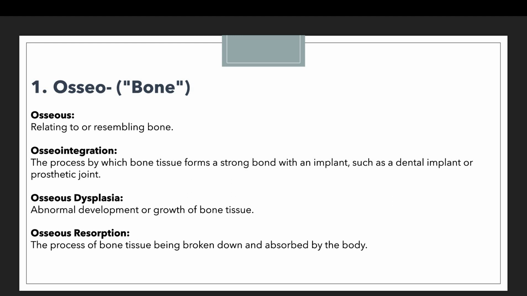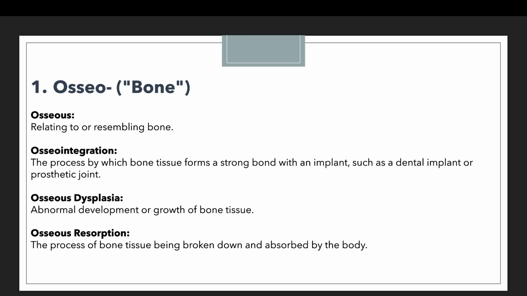Now we will see some examples of the same. Let's look at the first example, which is osseous. What is osseous? Osseous means relating to or resembling bone. Just to showcase this, we are using the example osseous. Osseous is a medical terminology which begins with the prefix osseo.